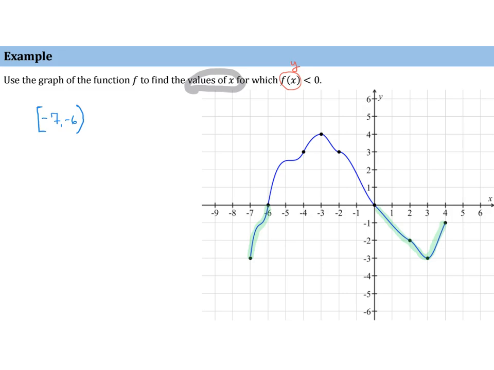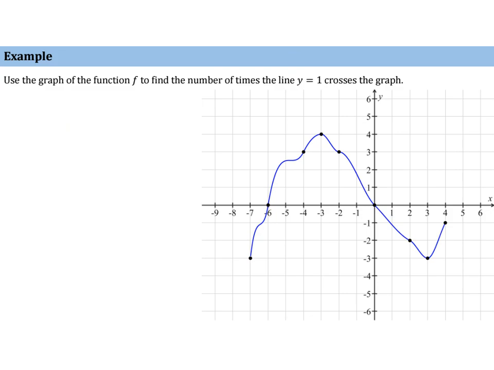Well, where do we start again? At 0. And we go from 0 all the way to 4. We're looking at the x values again. So from 0 to 4. Does 0 itself yield a y value less than 0? No. What about 4? 4 does. So we're looking at these x values yielding a y value less than 0.